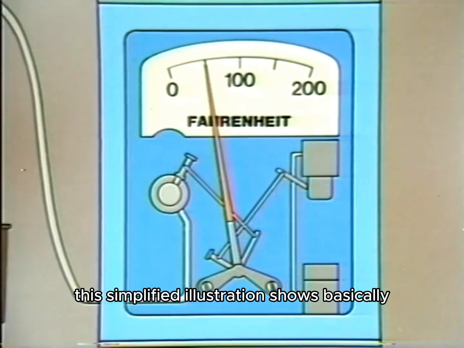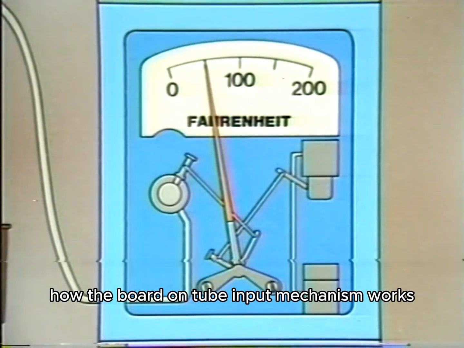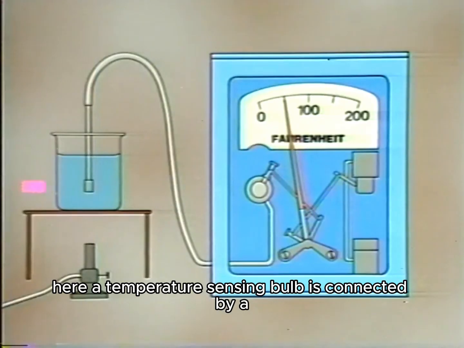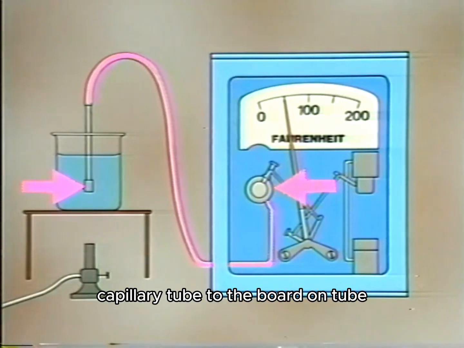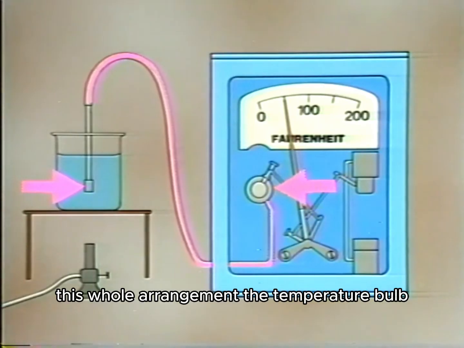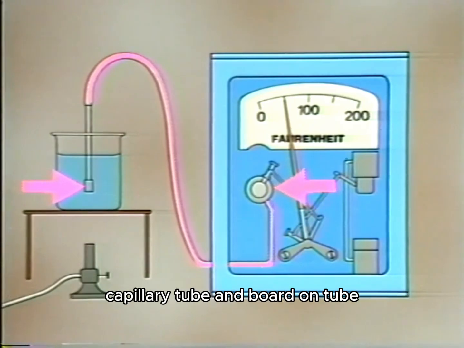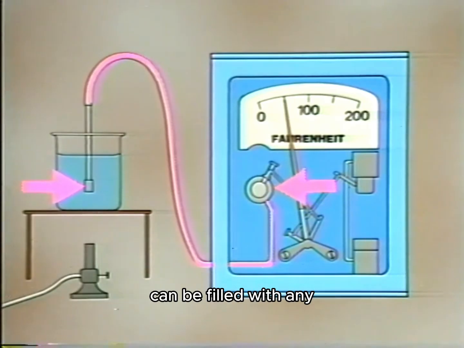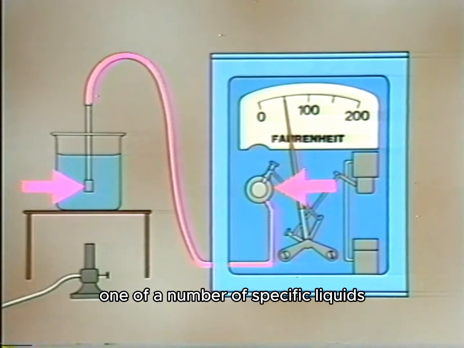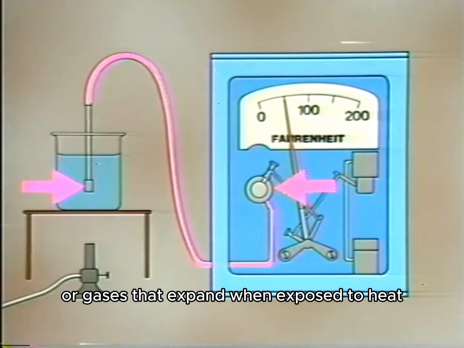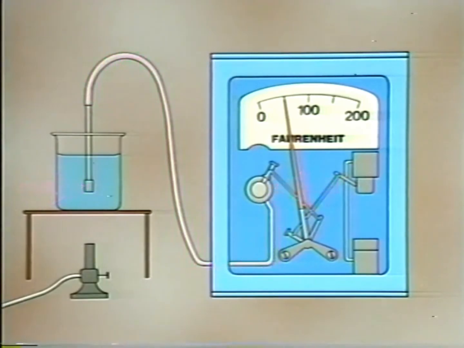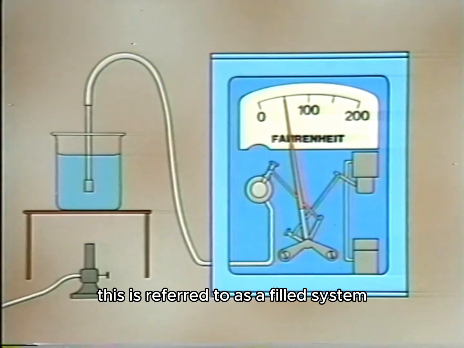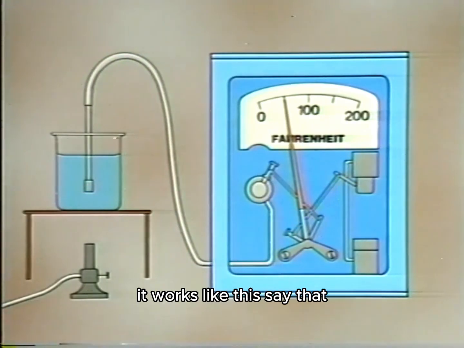This simplified illustration shows basically how the Bourdon tube input mechanism works. Here, a temperature sensing bulb is connected by a capillary tube to the Bourdon tube. This whole arrangement, the temperature bulb, capillary tube, and Bourdon tube, can be filled with any one of a number of specific liquids or gases that expand when exposed to heat. This is referred to as a filled system method of temperature measurement. And it works like this.